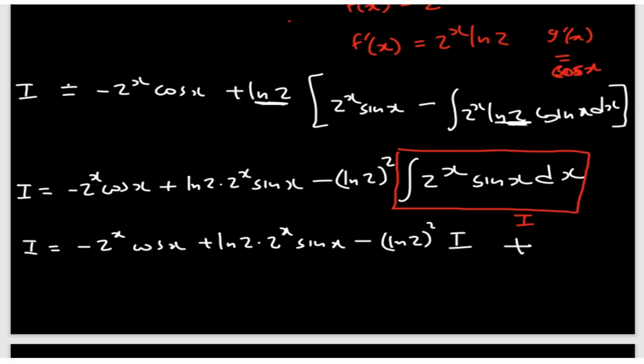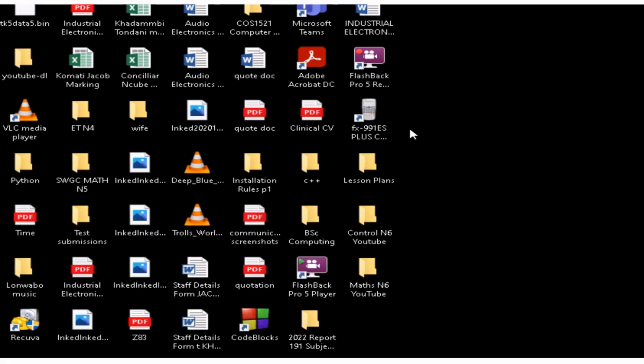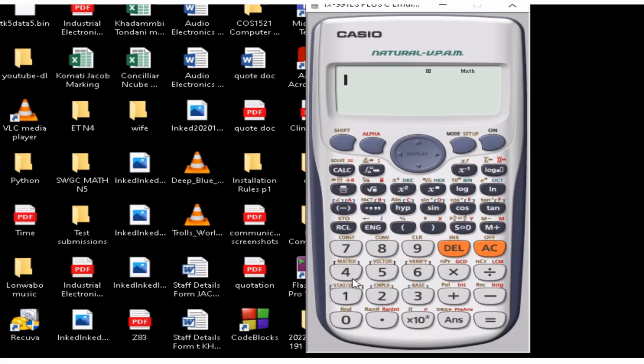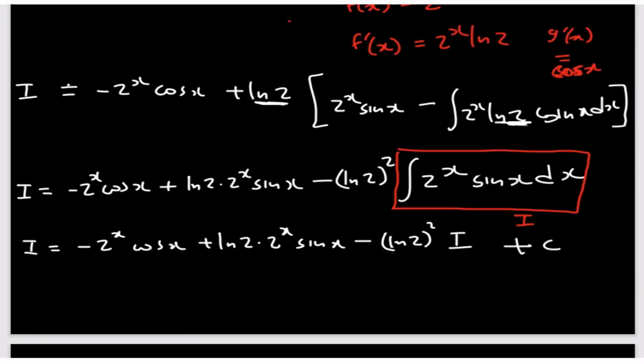Now I can add C because there's no more integral. How do I solve I? I take ln 2 squared I to the other side. So now I will have positive 1 I plus ln 2 squared I. Let me put that in the calculator. So 1 plus bracket ln 2 squared, which is 1,48. Let's just say 1,48. So this is 1,48 I.